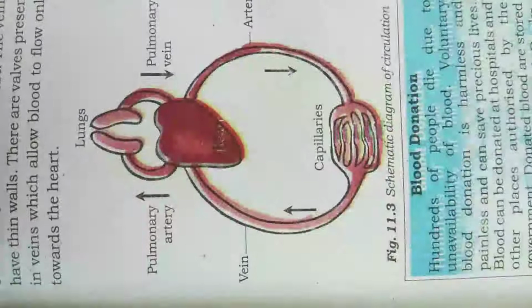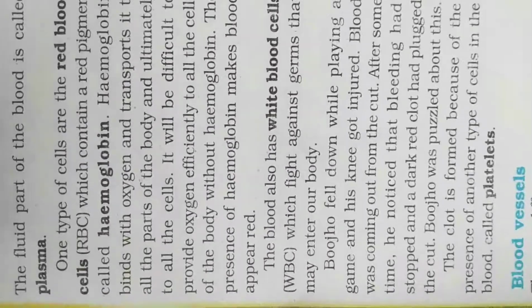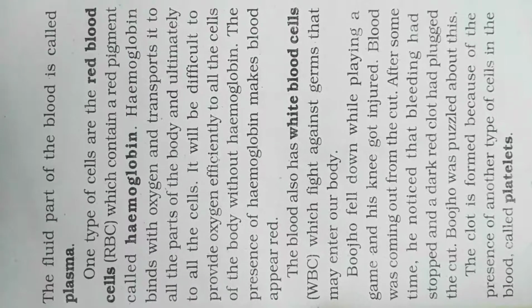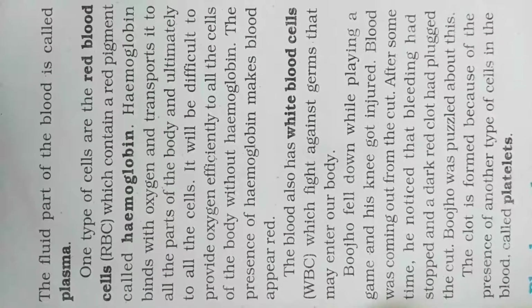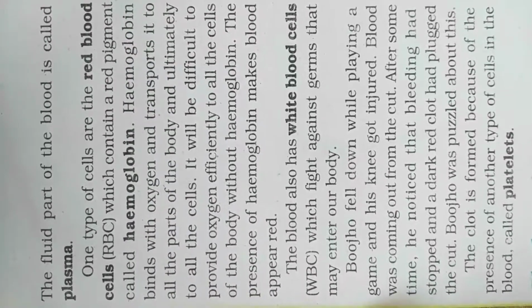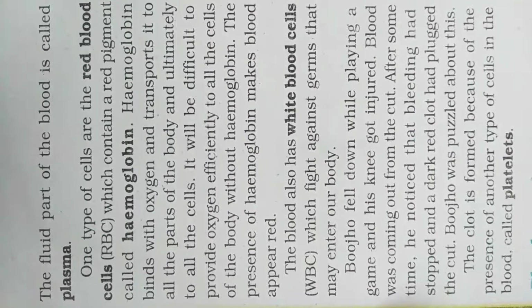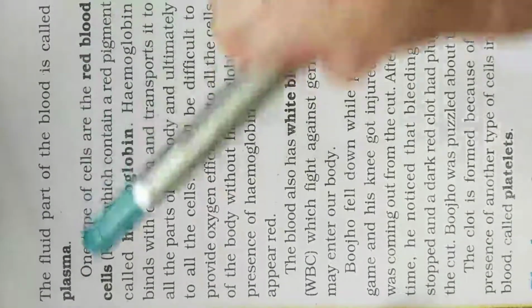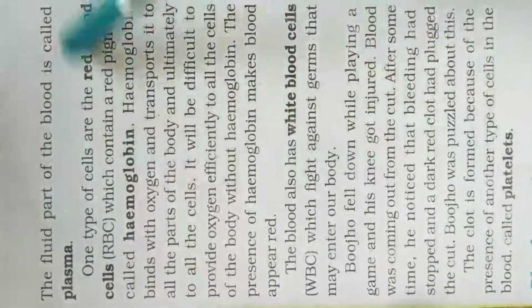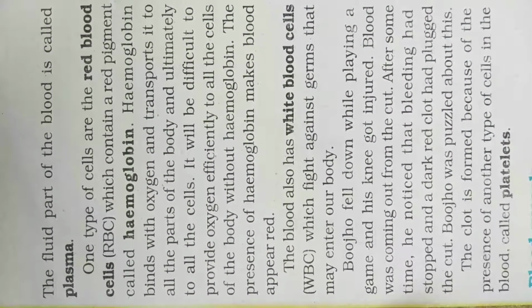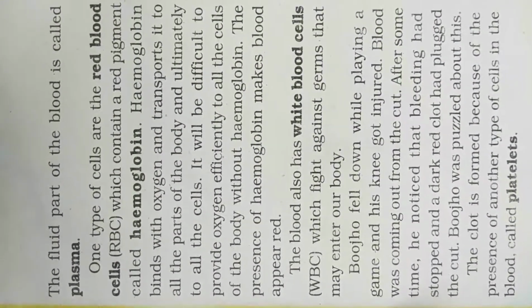So this is about blood: blood transports various things to the various parts of the body. The fluid part of the blood is called plasma. Blood is a liquid, and the fluid part of the blood is called plasma. So this plasma is present in the blood.